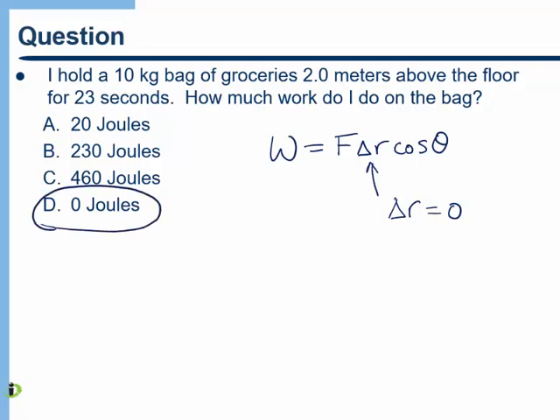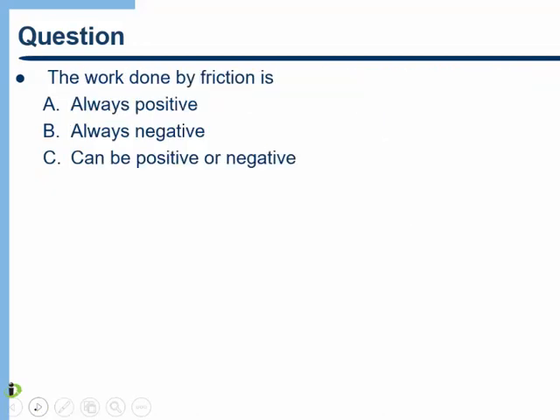So yes, you're exerting a force, but you're not exerting it through a displacement, and therefore you are doing no work on the bag. Now, if you lift up the bag from the ground and lift it up to a height, now you're exerting a force through a displacement. Now you would have done work on the object. One last conceptual question. The work done by friction is. Go ahead, pause the video and think about it.